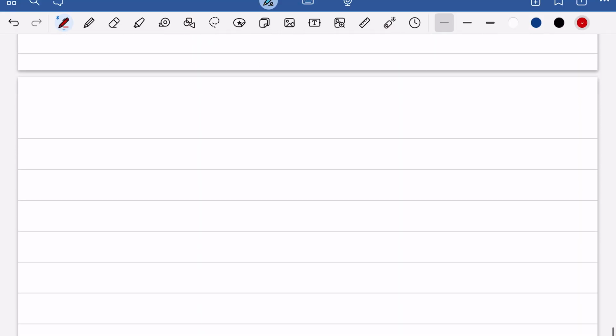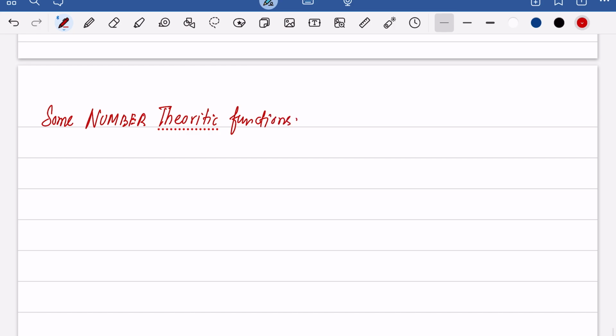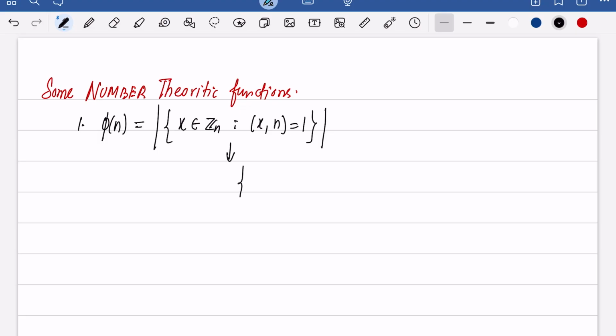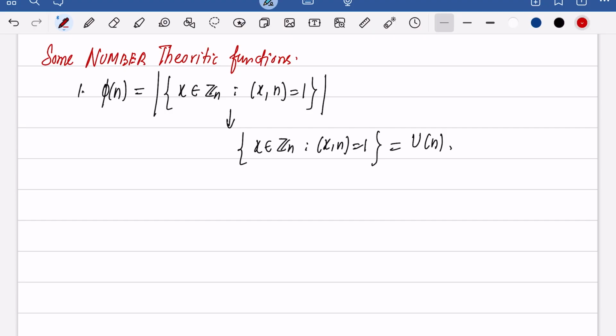Now some number theoretic functions. We define them quickly like this. The first one is phi of n, which is defined as the cardinality of the set of x belonging to Zn such that x and n are relatively prime. The order of this set is called phi n. Here we also want to mention that this set of x belonging to Zn such that x and n are relatively prime is denoted by Un, which we also call the set of units of Zn, and this will be discussed in group theory in detail.